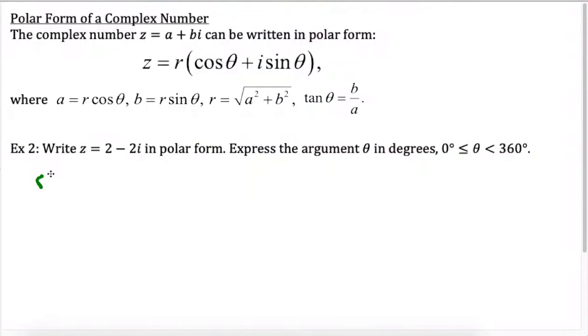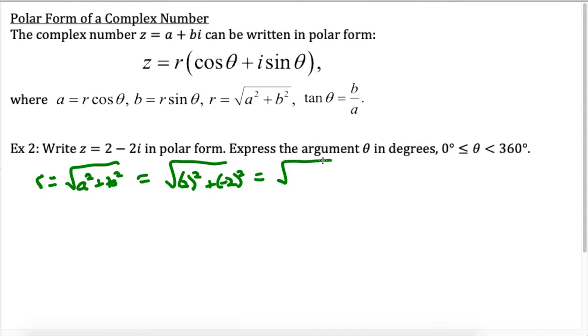To find r, we are just taking the square root of a squared plus b squared. So in this case, that'll be the square root of 2 squared plus negative 2 squared. So the square root of 4 plus 4, the square root of 8. We can simplify that into the square root of 4 times the square root of 2, which would just be 2 radical 2. So that is my r value here.